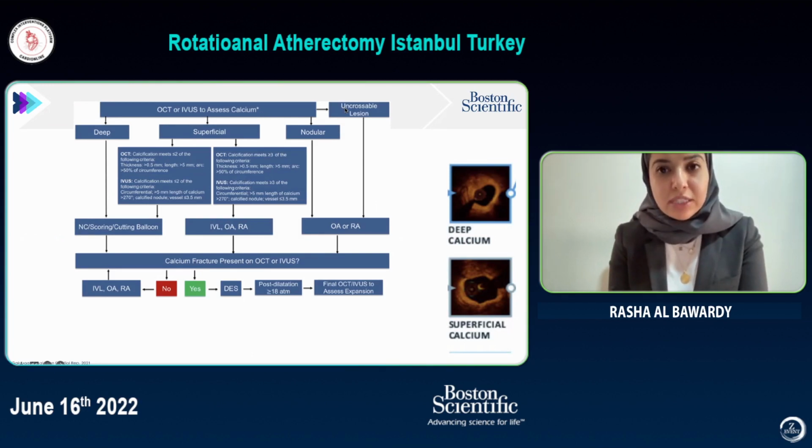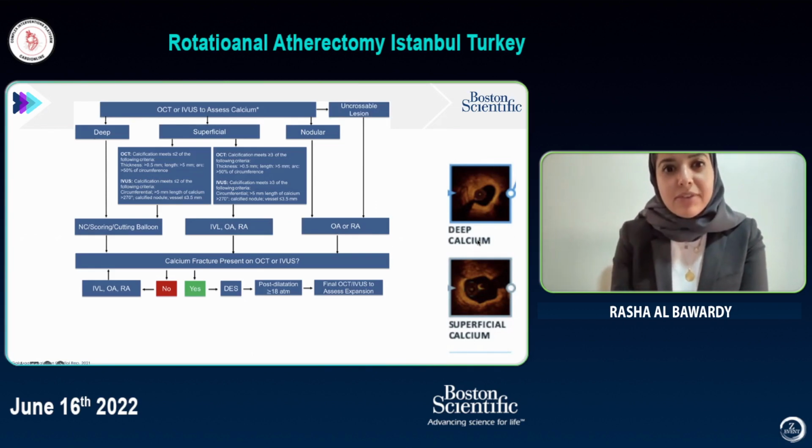If you have, as we talked about, an uncrossable lesion, or if you have a calcified nodule, the use of atherectomy is extremely important here to make sure you've prepped your lesion very well so that you can have an expanded stent. If you have deep calcium, the atherectomy devices and IVL might not get to it, and sometimes NC or scoring and cutting balloon might be an alternative. If you have superficial calcium, then that's when your scoring methods that we talked about become handy. So if you have less than 2 of the following criteria, which we talked about with OCT, same thing with IVUS, then a cutting balloon or NC or scoring balloon might be all you need.